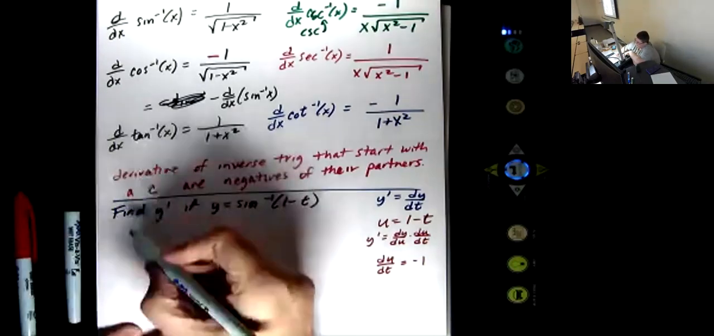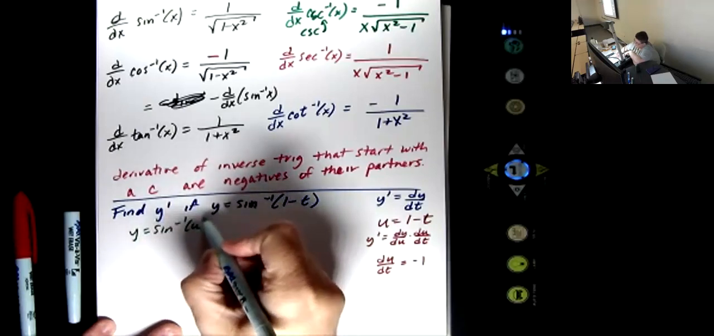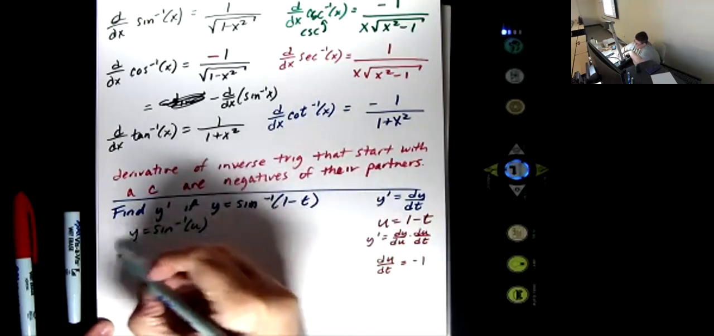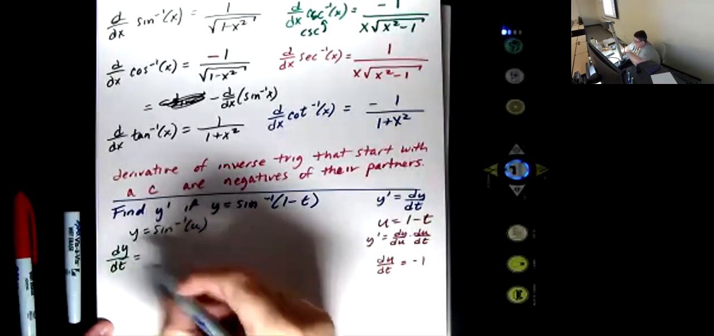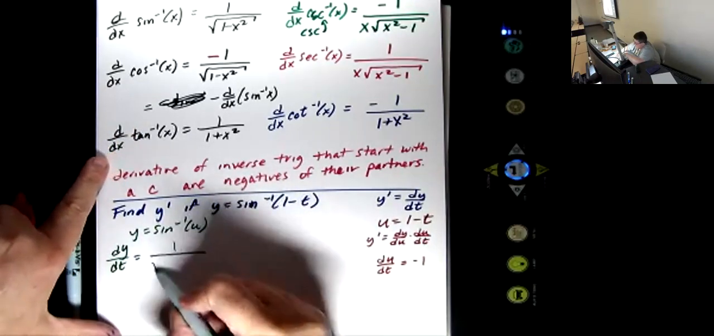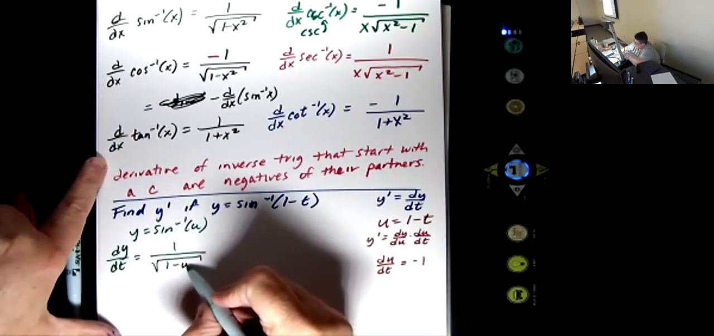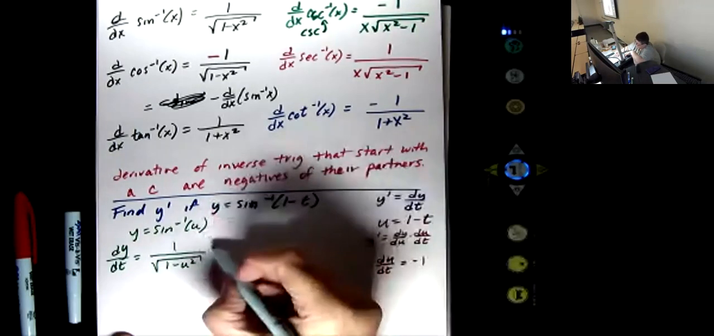So I've got y equals sine inverse of u. When I do dy dt of that, I have the derivative of sine inverse, that's 1 over the square root of 1 minus, in this case, u squared. And then I have du dt, which is -1.